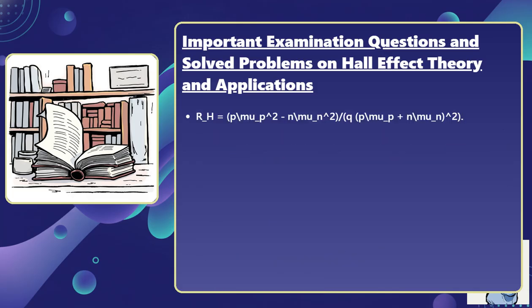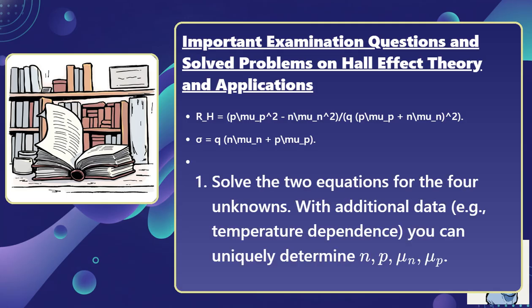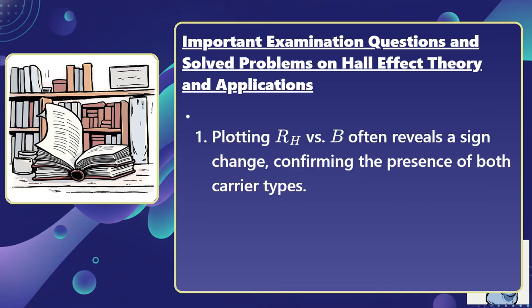R sub H equals P mu sub P squared minus N mu sub N squared divided by Q times P mu sub P plus N mu sub N all squared. Sigma equals Q times N mu sub N plus P mu sub P. Step 4. Solve the two equations for the four unknowns. With additional data, for example temperature dependence, you can uniquely determine N, P, mu sub N and mu sub P. Step 5. Plotting R sub H versus B often reveals a sign change, confirming the presence of both carrier types.